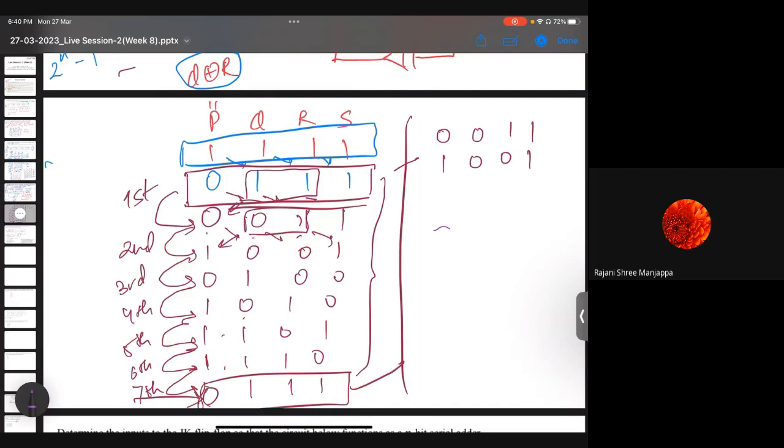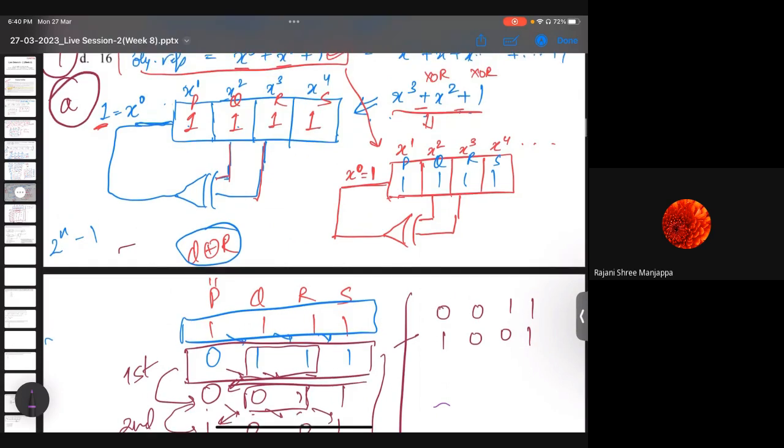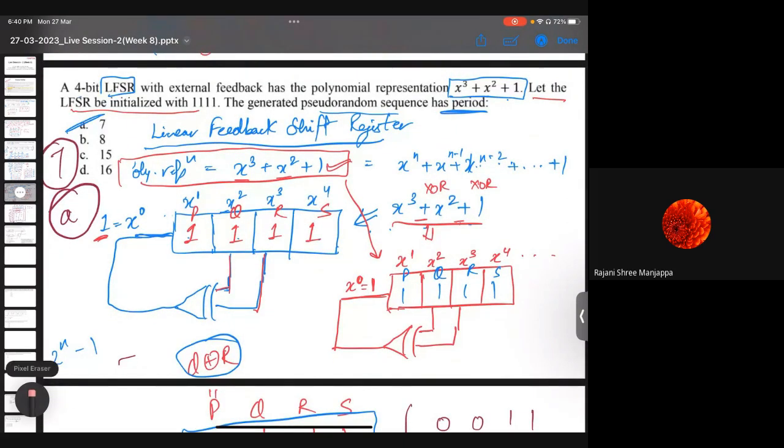Someone was asking, shouldn't we ignore the last two bits? What are the last two bits? No, the last two bits are x cube and x to the power 4. The polynomial given in the question is x cube plus x square, so we cannot XOR them; we should XOR the x square and x cube terms. Sure, I'll show the question again. Let me clear it a bit. Is it fine?